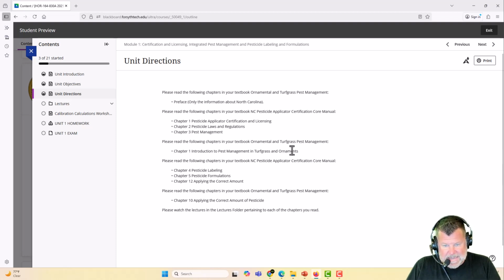Then in O&T again, Chapter 1. And then in your Core Manual, Chapter 4, Chapter 5, and Chapter 12. I put these things in order based on how you're going to take your state exam. So there is some jumping around. That's just the way it is. And then last but not least, in Unit 1, read in your O&T Pest Management book, Chapter 10.